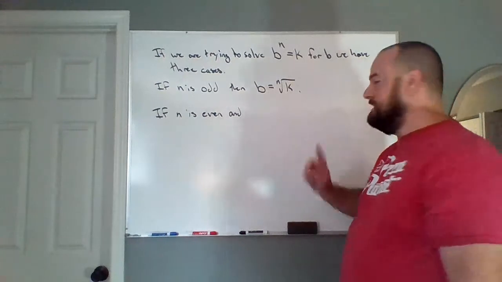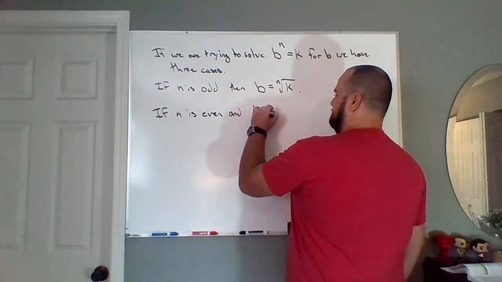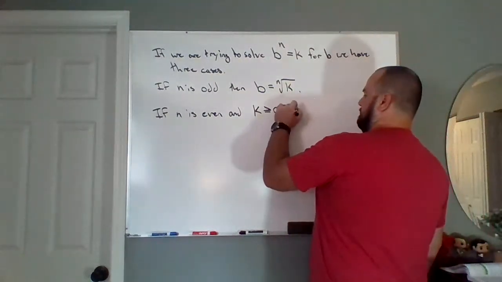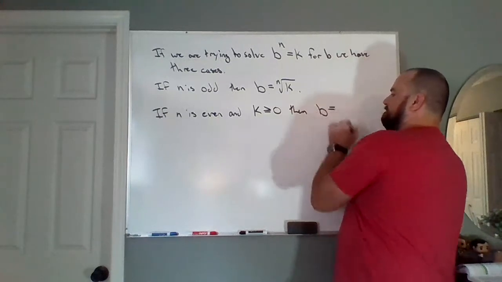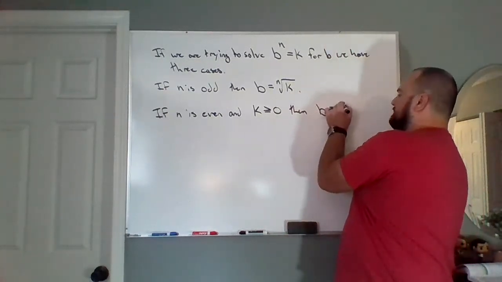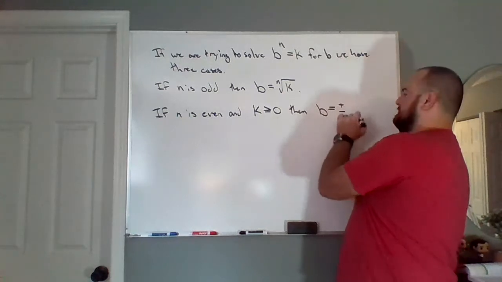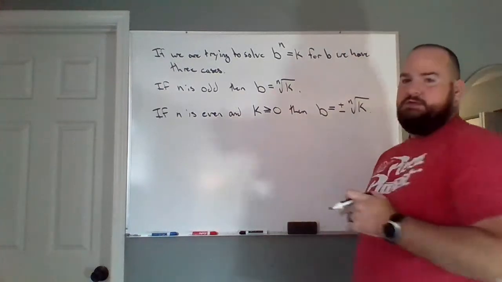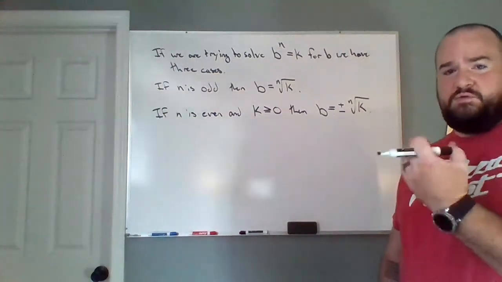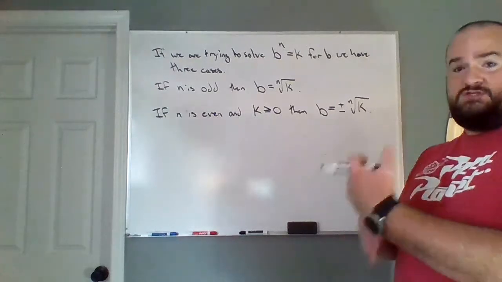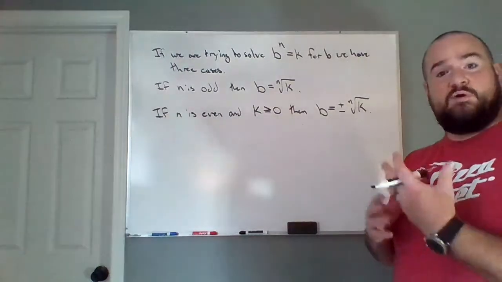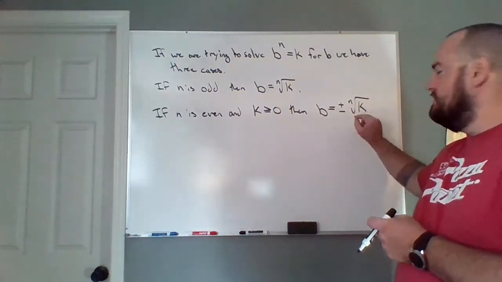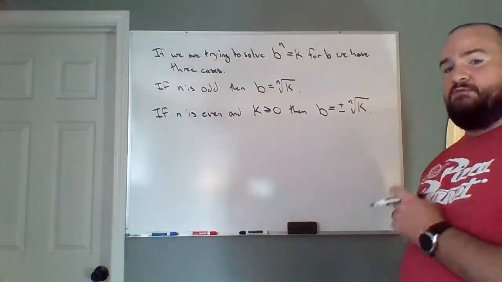So if n is even and k is greater than or equal to 0, then b is equal to plus or minus the nth root of k. So if we think back to the example where we had b squared equals 144, well, the square root of 144 is 12. And so our b was equal to not just positive 12, but also negative 12 as well. Okay, so we have plus or minus the nth root of that k, whatever that k is.